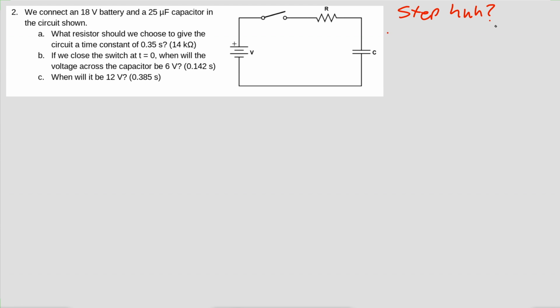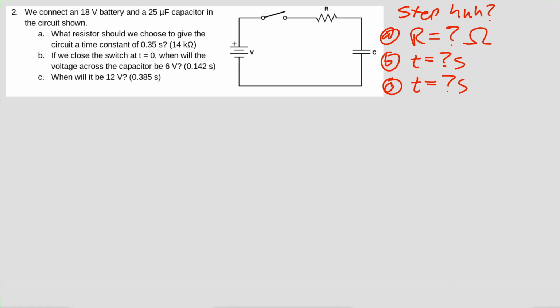What are we trying to figure out? For part A, what resistor should we choose? So R is going to be question mark, and the units for R are going to be ohms. For B, if we close the switch at t equals 0, when will the voltage across the capacitor be that? So when is a time. So t is question mark seconds. And then C, when will it be 12 volts? So we're also looking for a time in seconds.